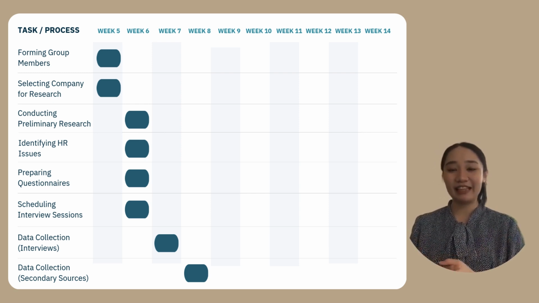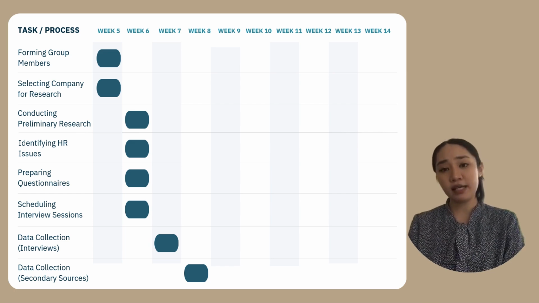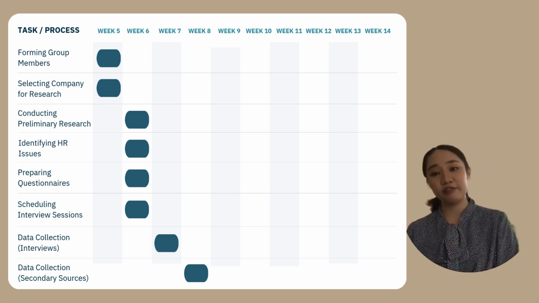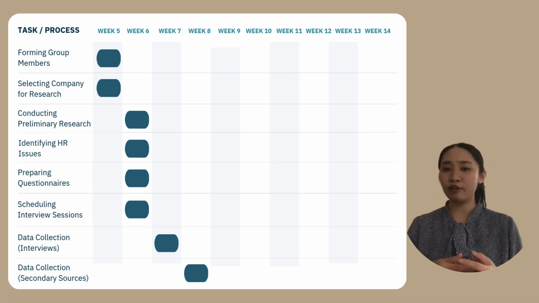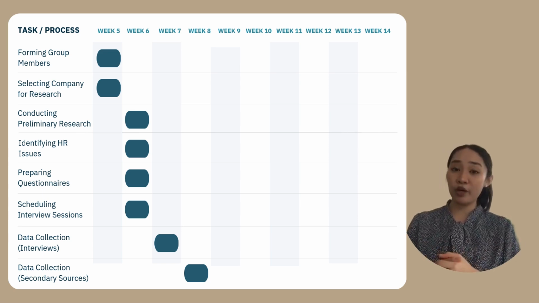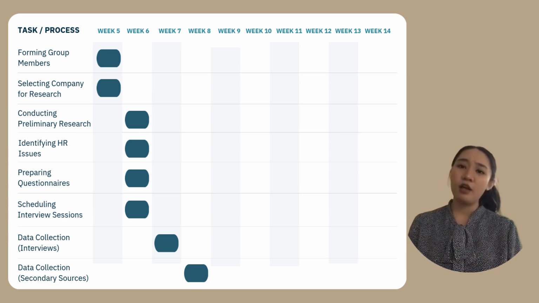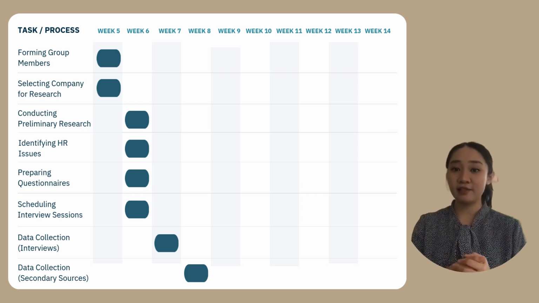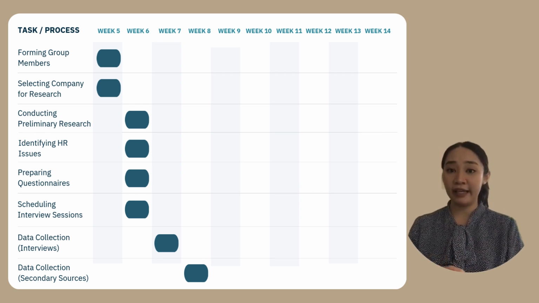In the first phase, starting from week 5, we formed our group and selected Ikan Bakar Haji Musa Akmal Bahari as our company for research. This was completed in week 5. By week 6, we conducted preliminary research and identified key HR issues within the organization. These include understanding workforce diversity, compensation and benefit, and safety and health concern. Next, we prepared questionnaires and scheduled interview sessions in week 7 and 8. Data collection through interviews began in week 9 and continued into week 10, alongside secondary source data collection.